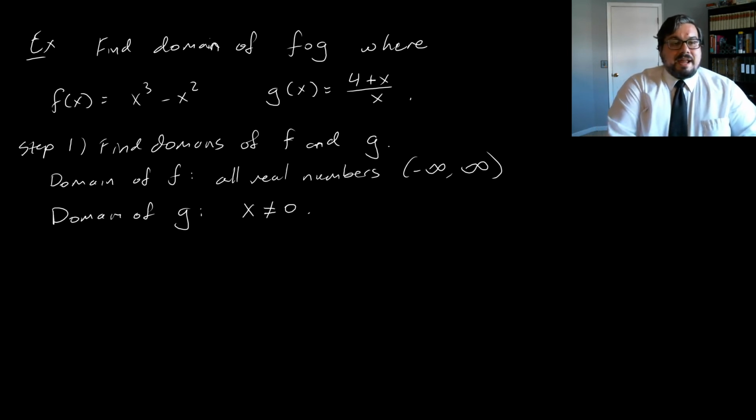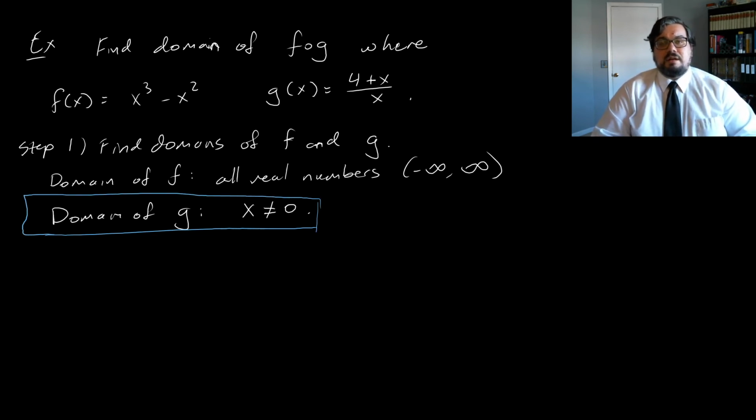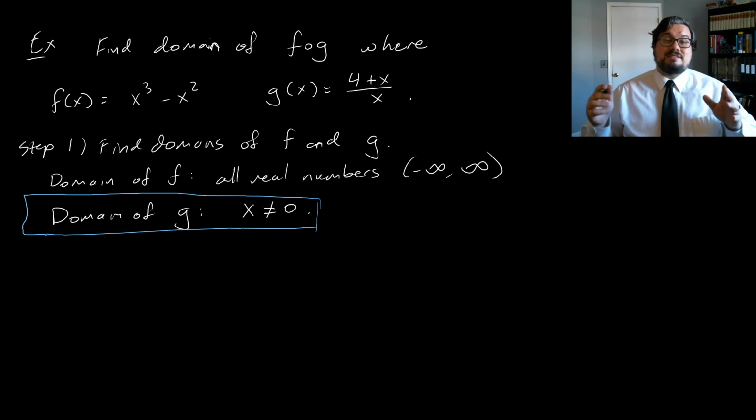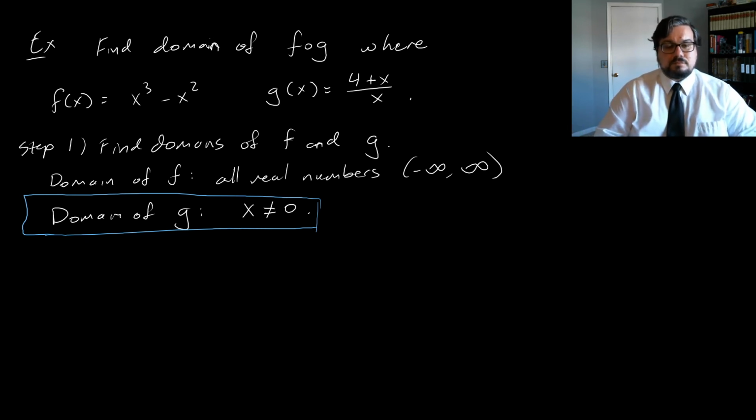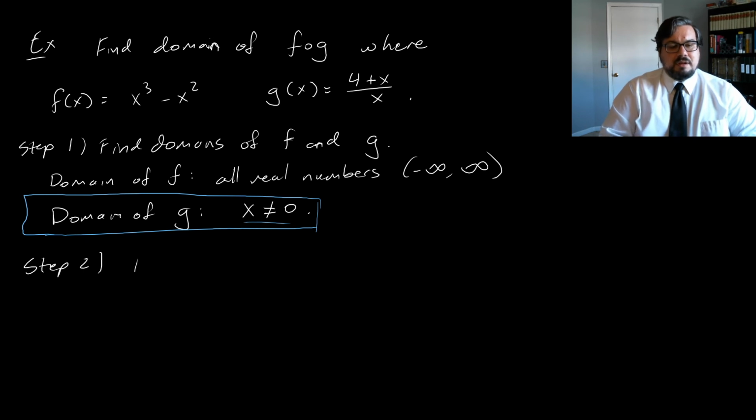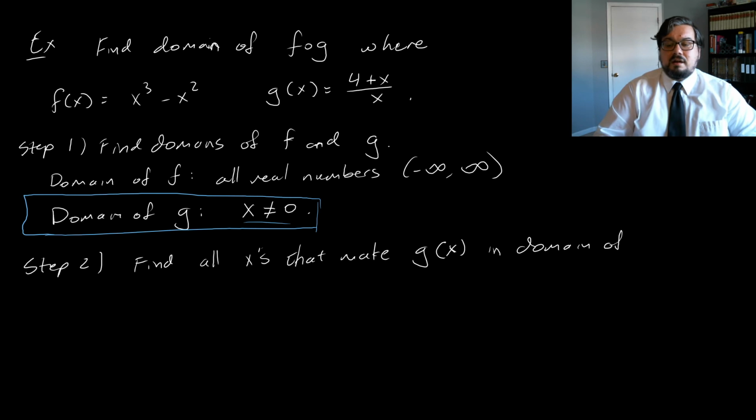So the domain of the composition has to be also part of the domain of g. The domain of the composition might be more restricted than it, but it will definitely have this condition for x not being equal to 0. So then step 2, find all x's that make g of x in the domain of f.